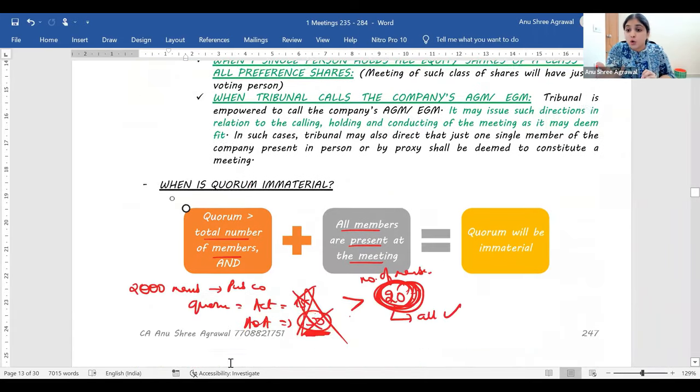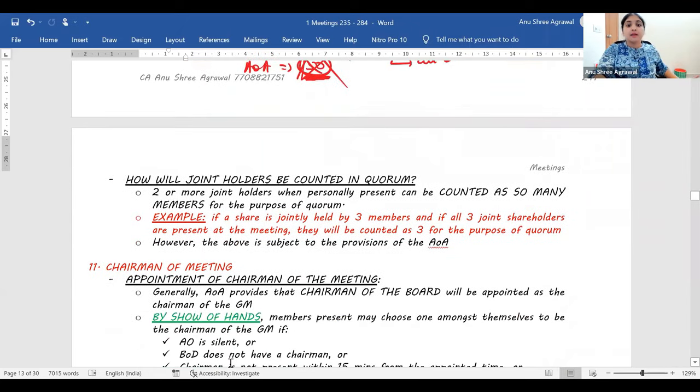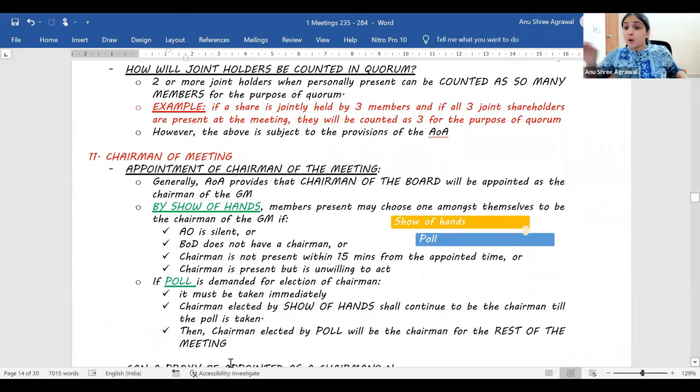Then we learned when quorum becomes immaterial. We said the total number of members in the company is below quorum, and all the members have come for the meeting. Then quorum will become irrelevant. Lastly, joint shareholders. However many they are, however many have come, you will count them all separately. Thorough, guys, with this discussion also. Yes, we'll go to the next discussion now.